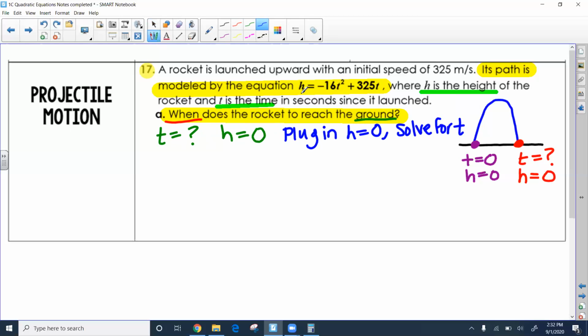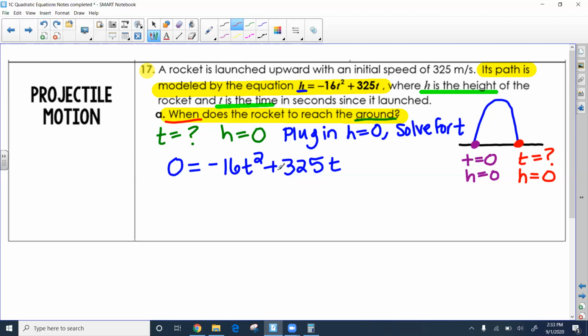Okay, so plug in h equals 0. So in this equation, I'm plugging in 0 for h. So we have 0 equals negative 16t squared plus 325t. So we're going to plug in 0 for h, and then we're going to solve for t. If you look at this equation here, 0 equals negative 16t squared plus 325t.